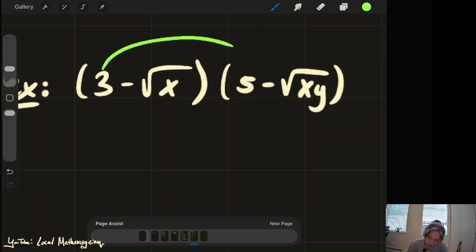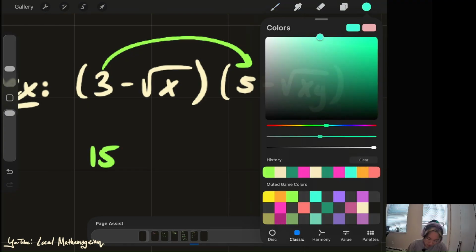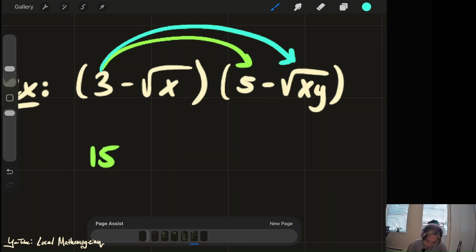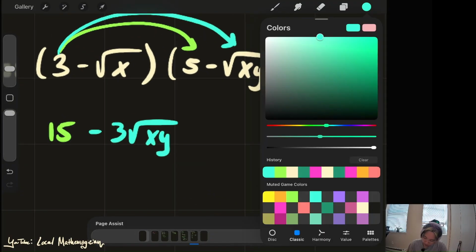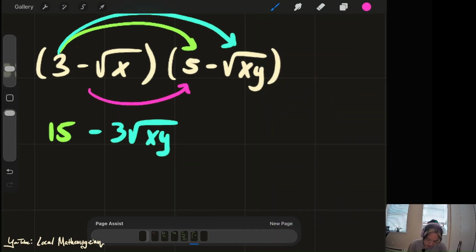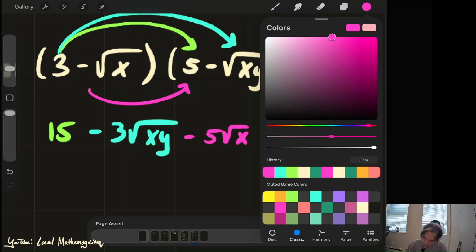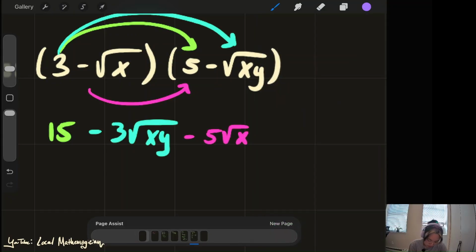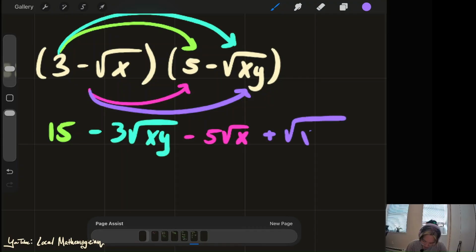You go like this, so that gives you 15. You go like this, that gives you negative 3 root xy, nothing crazy. And then you go like this, and that gives you negative 5 root x. And then you go like this, and that gives you positive root x squared y.